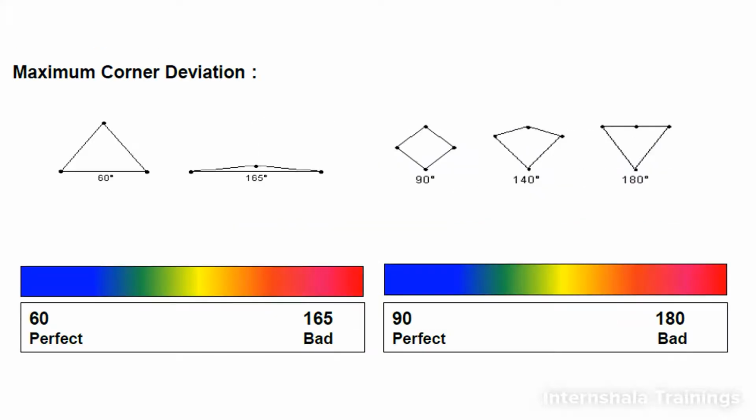The next parameter is the maximum corner deviation. In this, if we have a 3-sided element, it is going to range anywhere from 60 to 165. Likewise, if we have a 4-sided element, it ranges from 90 to 180. In order to get a good mesh, you need to aim for a value very much nearer to 60 for a 3-sided element. And for the 4-sided element, the value of maximum corner deviation should be nearer to the 90 mark in order to achieve a good mesh.